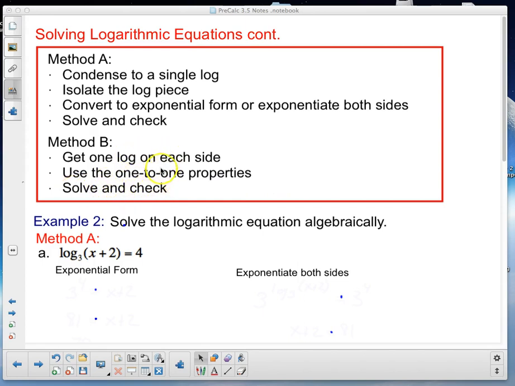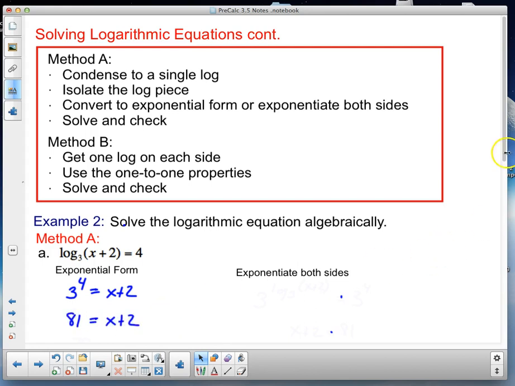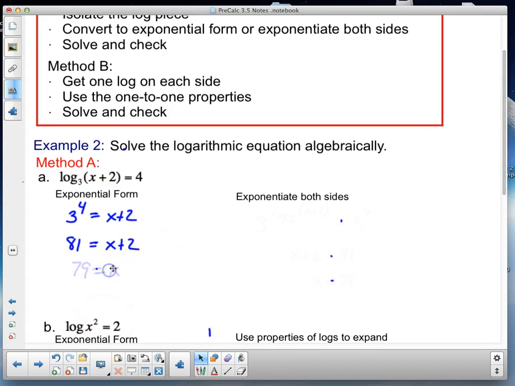Now the difference on the one-to-one idea is kind of like raising it as an exponent, except we just don't pay attention to that. So I'm going to give you an example of what that means. Method A means condense to a single log, isolate the log piece, and then convert to exponential form. So I've got 3 to the 4th power equals x plus 2. This is 81, subtract 2, so I find out that x is 79, excuse me.